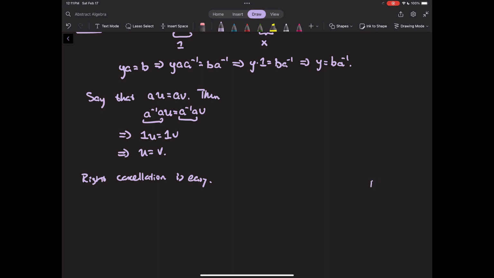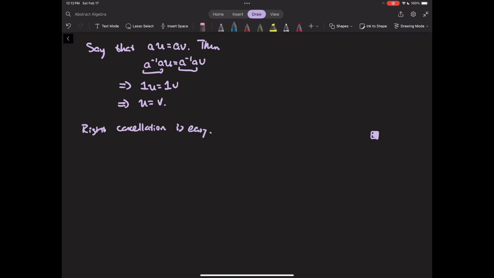But the important thing to note, we really do need to be careful when we say we multiply on the left by A inverse here. Because remember, we never stipulated that our groups are abelian, so we can't use any sort of commutativity. That is, in general, A inverse AU is not the same as AUA inverse. So we really need to be careful in groups when we talk about which side we're multiplying on. Unless, of course, the group's abelian, then you can rearrange terms however you like.